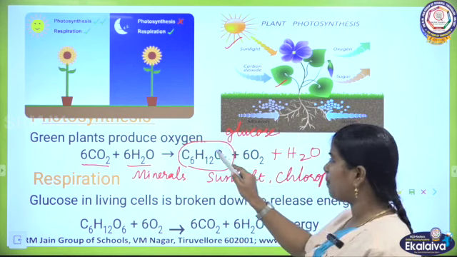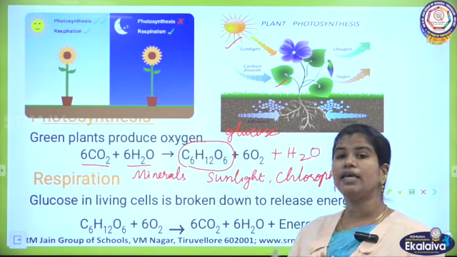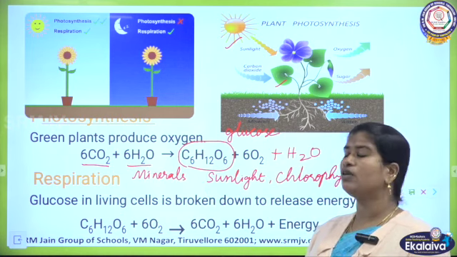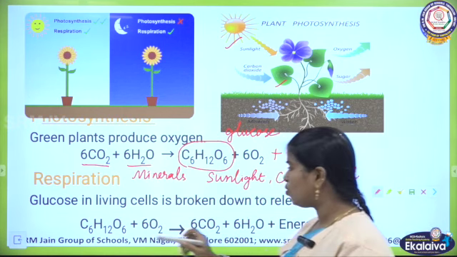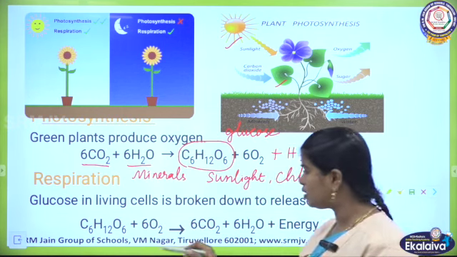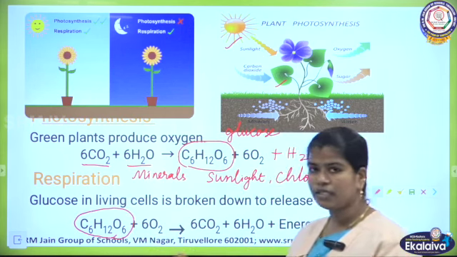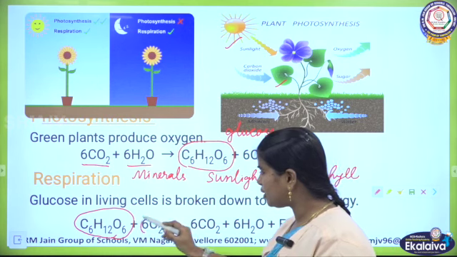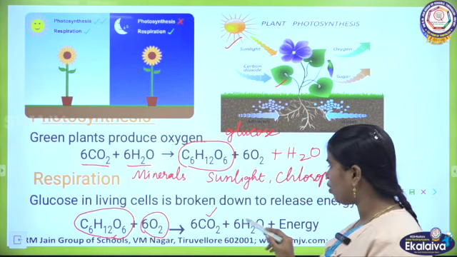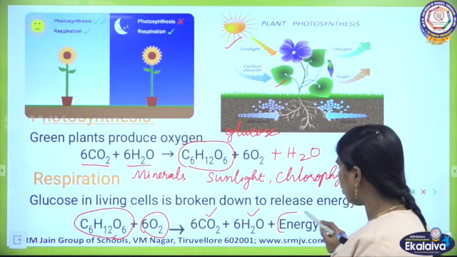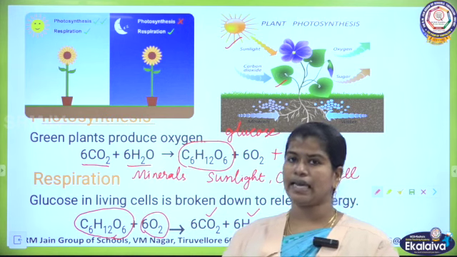So here the plant has synthesized the food. Now the plant should get the energy from the synthesized food. For that conversion it needs oxygen. So in this equation you can see that C6H12O6, that is nothing but glucose, in the presence of oxygen will be converted into carbon dioxide, water and along with that energy. So this is how the plant gets energy.